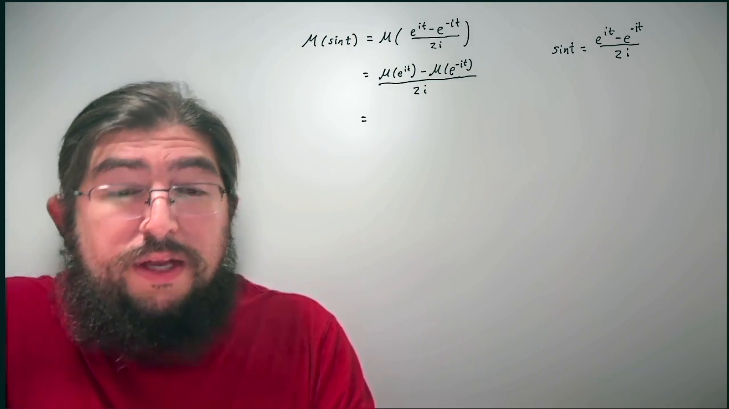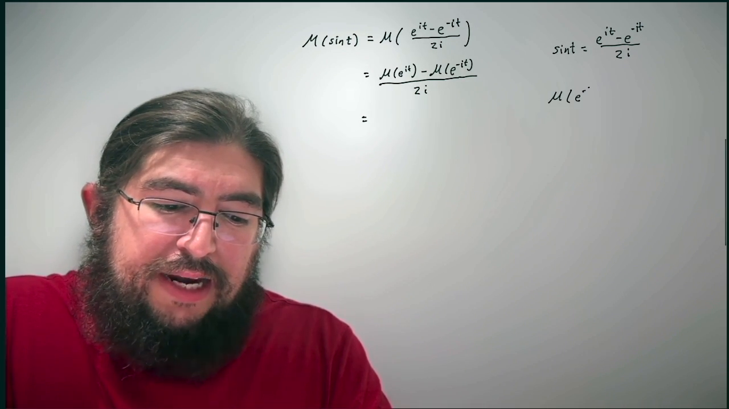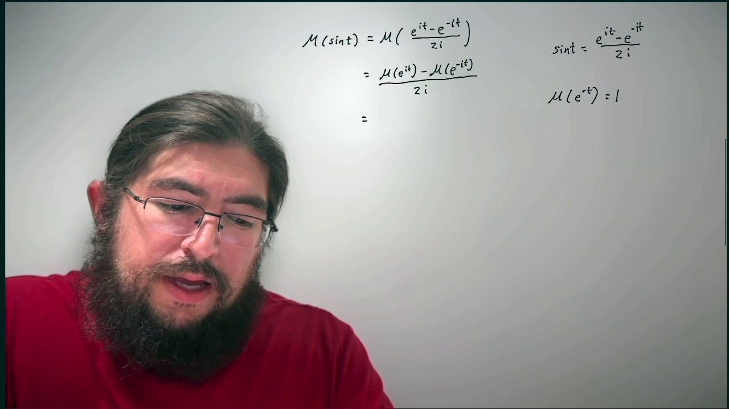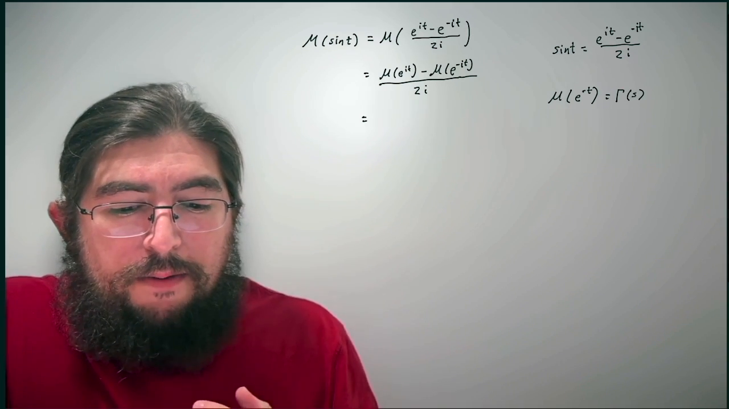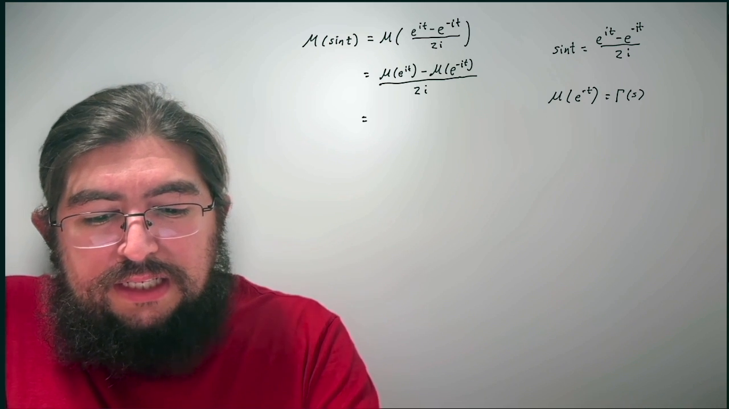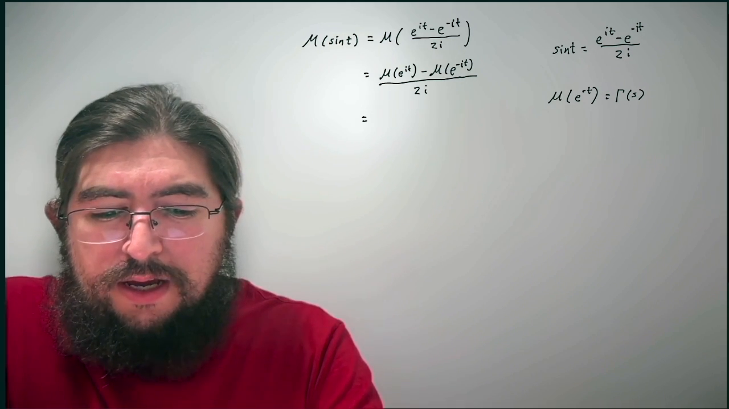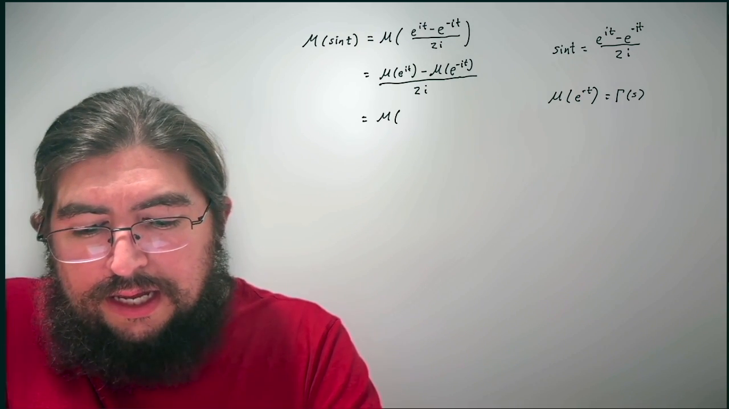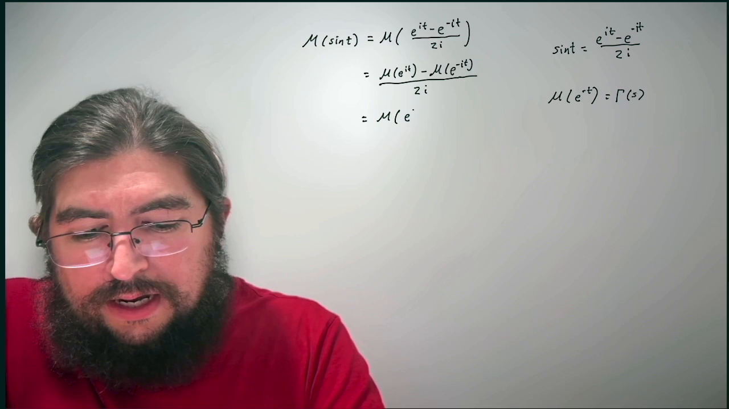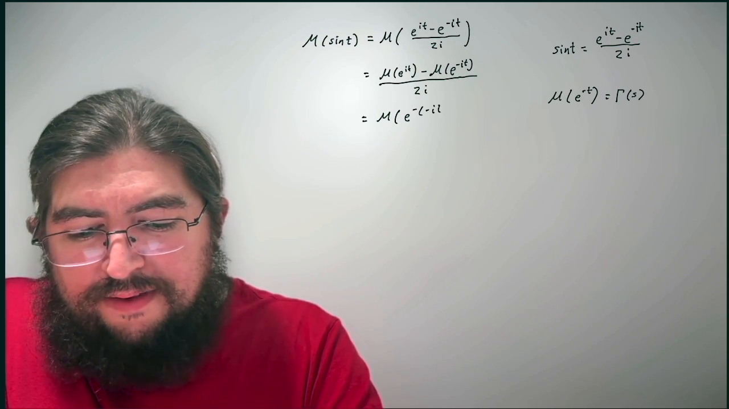So notice, let me remind us, the Mellin transform of e to the negative t is the gamma function of s. Okay? Now, this looks similar to e to the negative it, but in fact, one way to think of it, I'll rewrite it like this, is it is negative it.